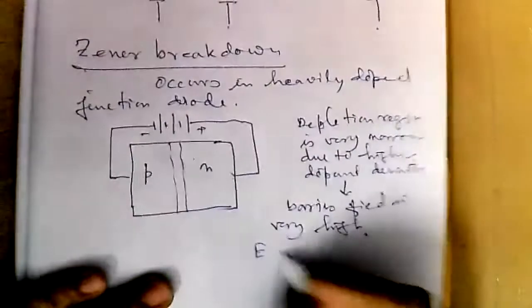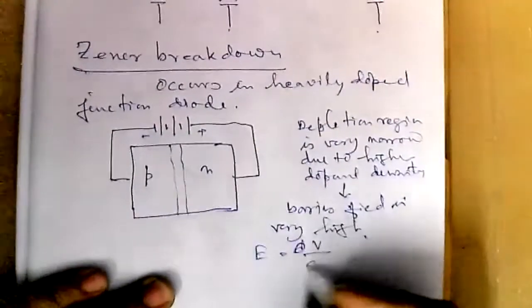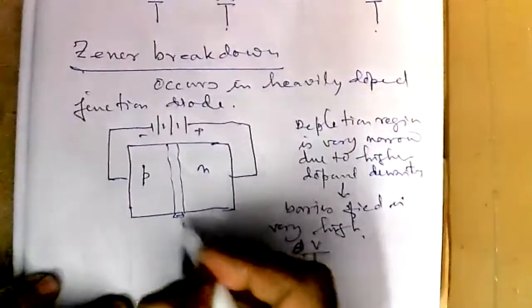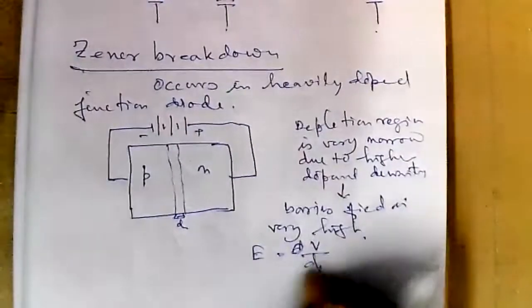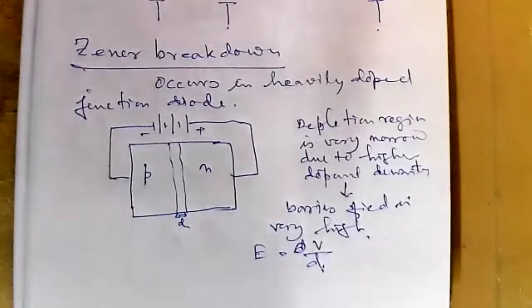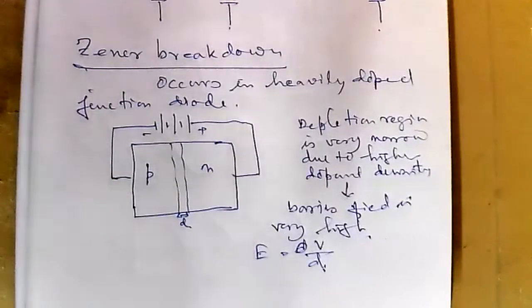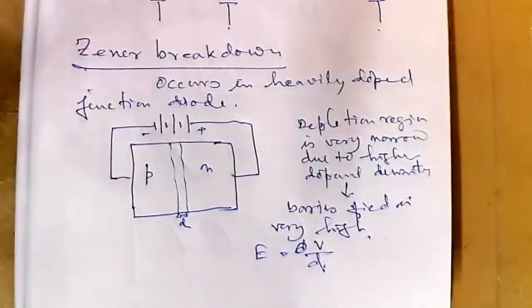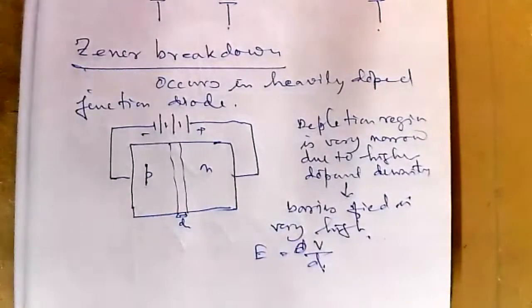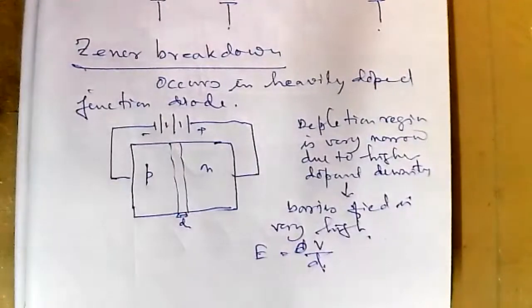Because E is equal to V by d, where d is the width of the depletion region and V is the barrier potential. As d is very small, this barrier field is very high. So when a large reverse bias is applied across such a diode, the depletion region and the energy bands get modified.